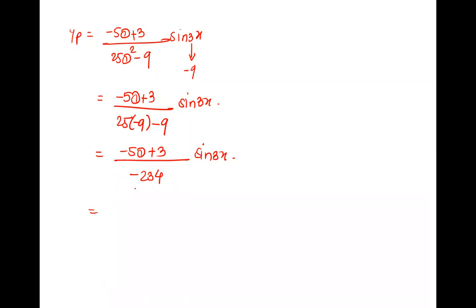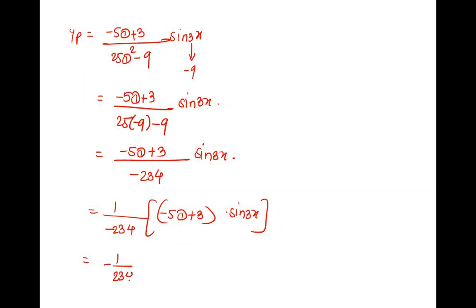Now this minus, as it is common to both the terms, I can take it out. Minus 2, 3, 4 is out, 1 upon. Then this into this, so minus 5d plus 3 into sine 3x. That is minus 1 upon 2, 3, 4 into minus 5d sine 3x plus 3 sine 3x. Correct? These two get multiplied.